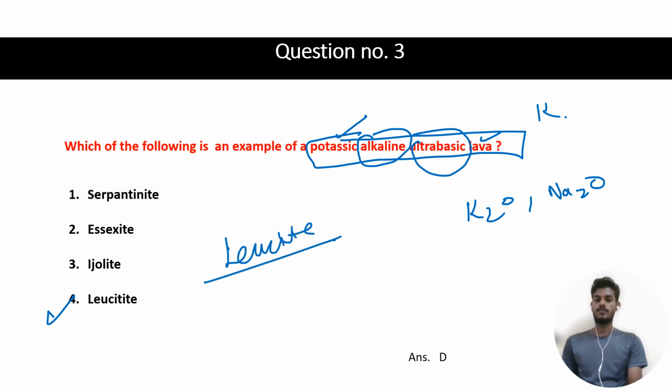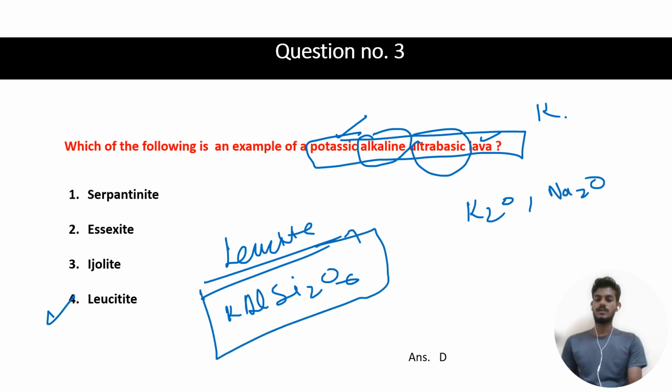And what is the chemical formula? The chemical formula is KAlSi2O6. So this is leucite, which is an undersaturated mineral. Undersaturated means silica undersaturated, there is very little silica. You can say silica is less than 45%.